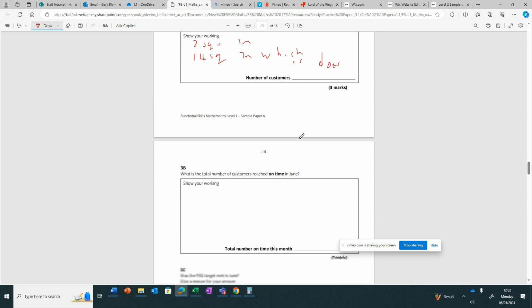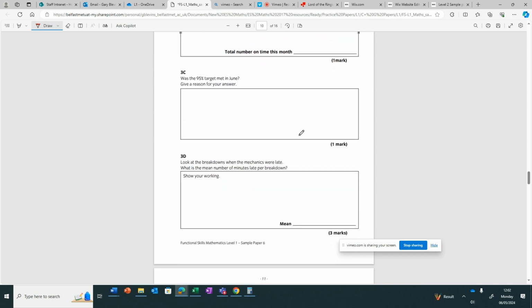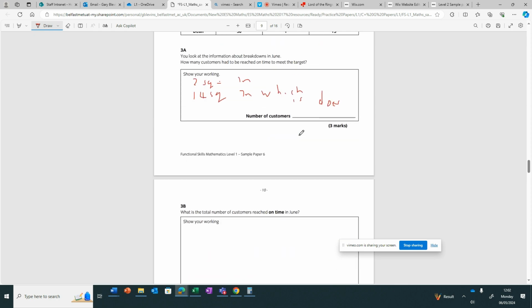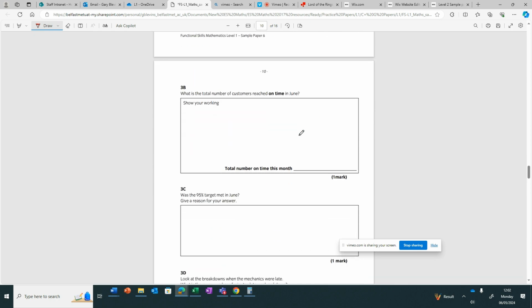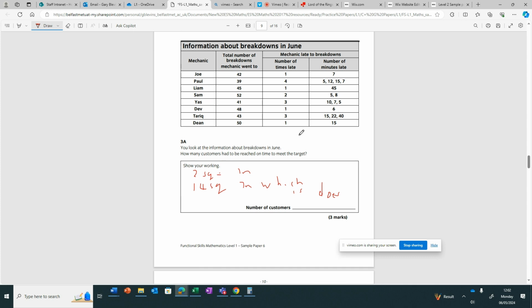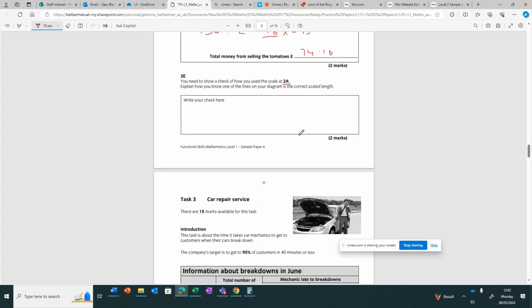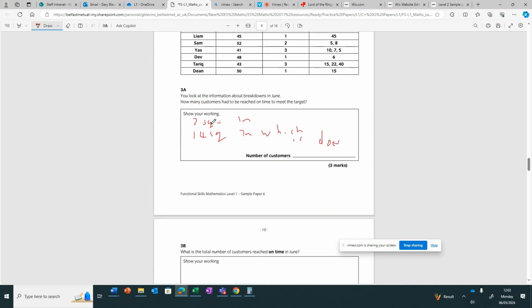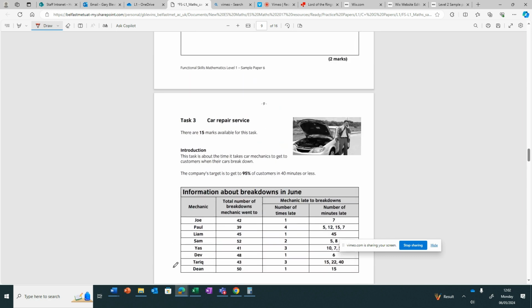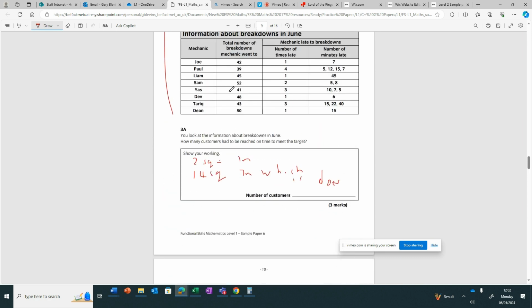What's the total number of customers reached in time? This seems to be a different question here. Sorry, so that answer should be up in this box. We put that in the wrong box. Right, okay. You've got the customer breakdowns in June.